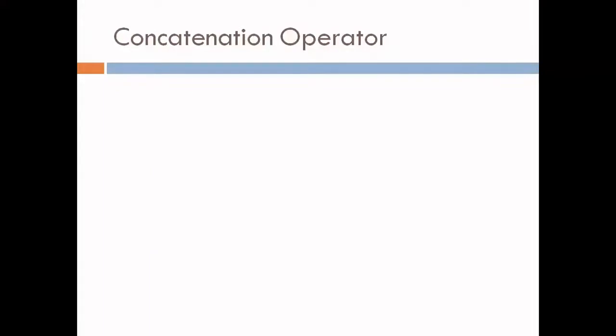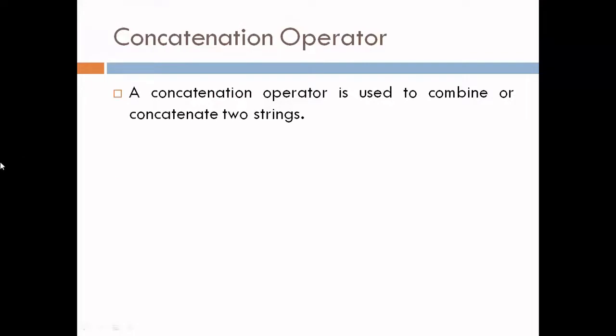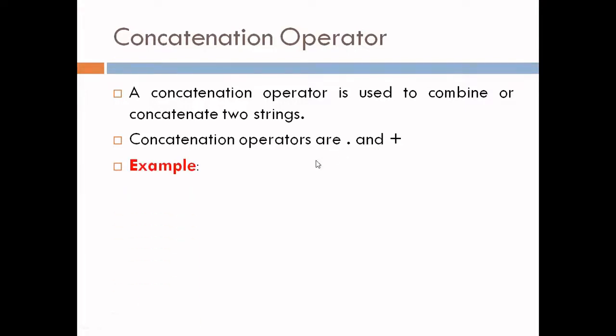Now the concatenation operator. A concatenation operator is used to combine or concatenate two strings. It is also used to join two strings. So if we want to join one string at the end of another string, then we can use the concatenation operator. The concatenation operators are dot and plus. Both are known as concatenation operators in PHP.